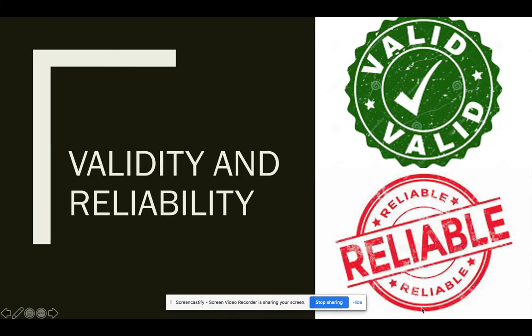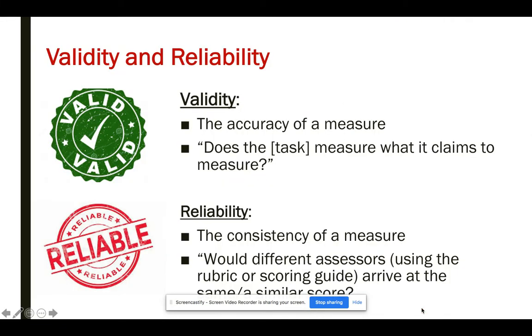Okay. So we just need to finish up with some terminology that we may not have talked about explicitly, but we've been dealing with all semester, and that's validity and reliability. If we're talking about validity, we're talking about the accuracy of measure. Or does the task, like your performance task or your test, measure what you claim it measures? Reliability is how consistent it is. In other words, would different assessors using the same rubric on your performance task or the same scoring guide for your essay test arrive at the same or a similar score?